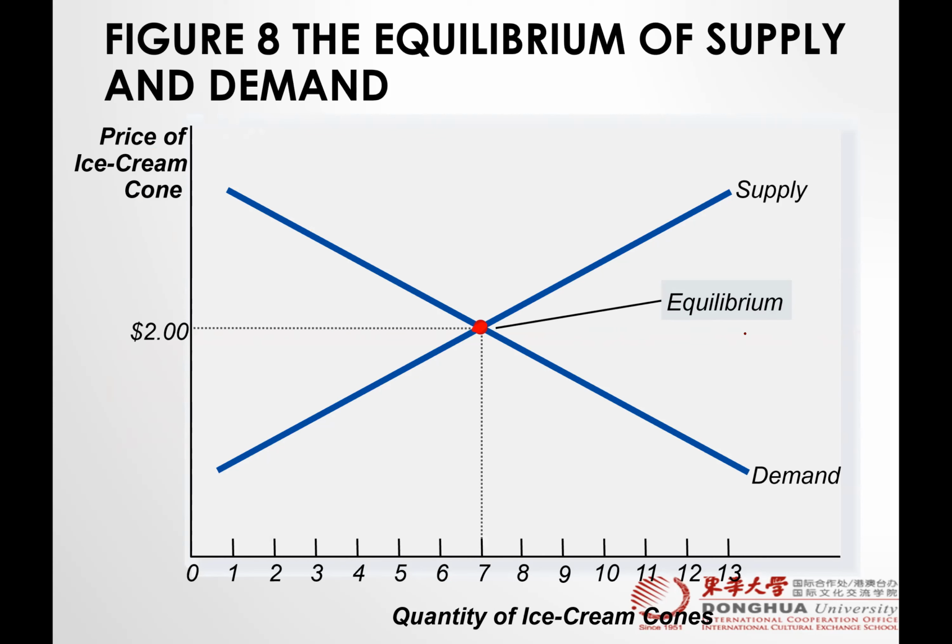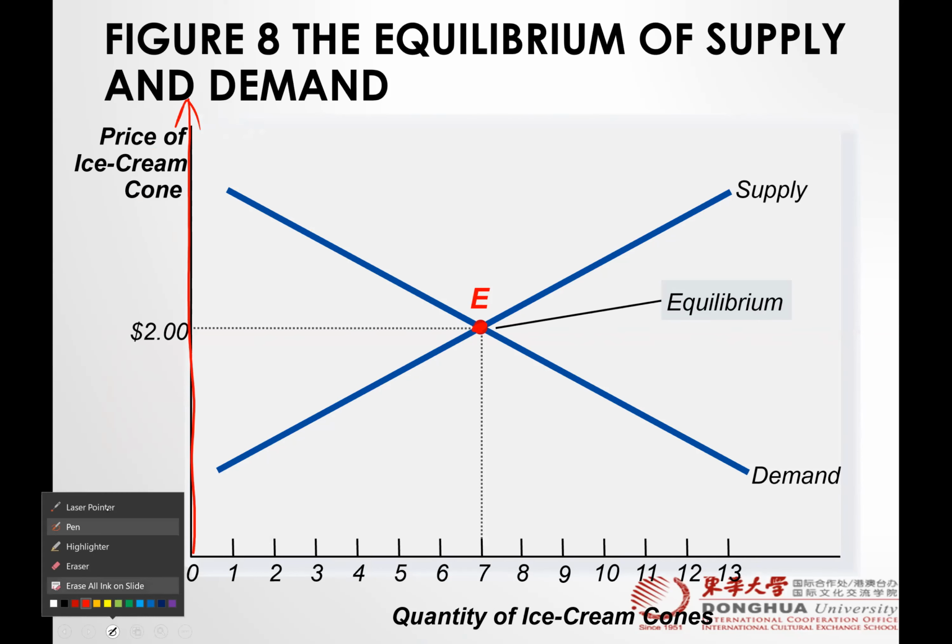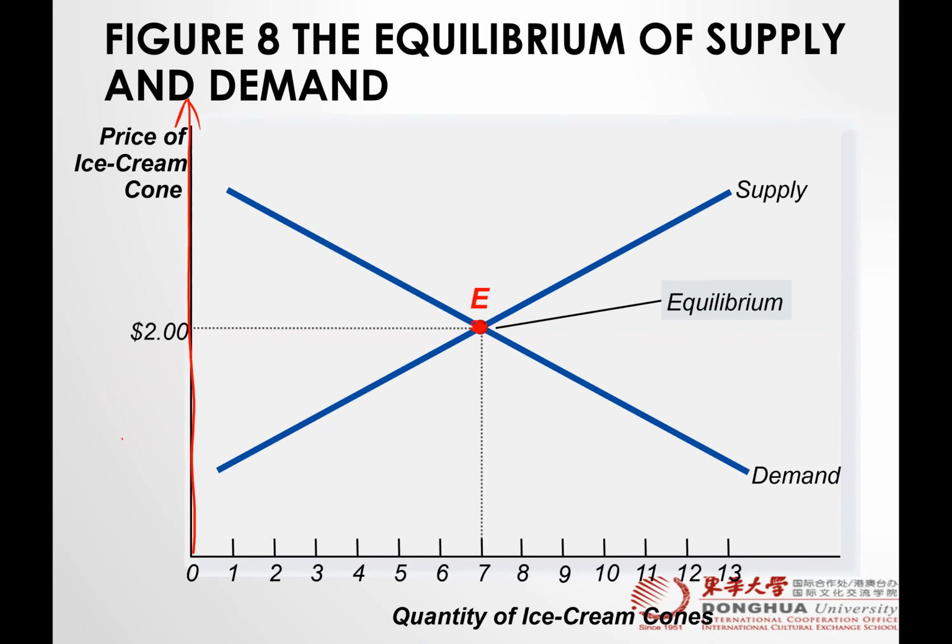What is equilibrium price? Price is on the y-axis. On the y-axis, we can find the price. So see, this is the equilibrium price, and quantity is on the x-axis. So this is the quantity. This is called equilibrium quantity, and this is called equilibrium price, right?